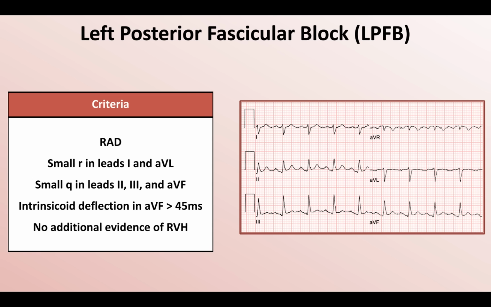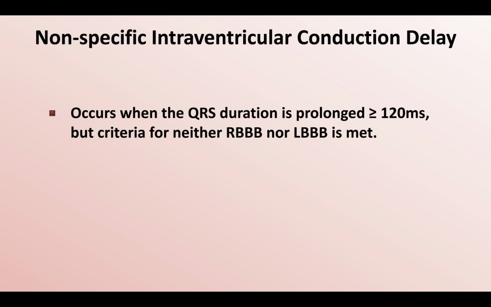Because all of these findings can also be caused by RVH, there should be no additional evidence of this diagnosis, including a tall R wave in V1 or right atrial enlargement. Another category of block is the obviously named nonspecific intraventricular conduction delay. This is said to occur when the QRS duration is prolonged to 120 milliseconds or greater, but criteria for neither right nor left bundle branch block is met. It is a marker of nonspecific cardiac pathology.